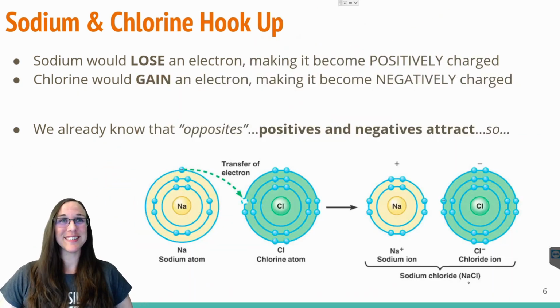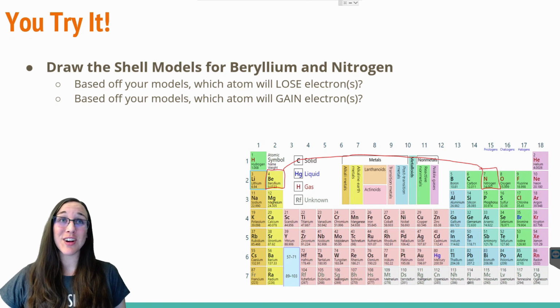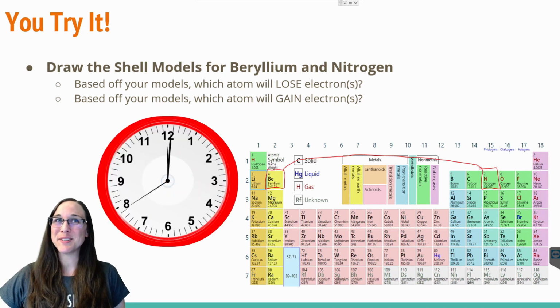on your French fries. Let's see what would happen between beryllium and nitrogen by drawing the shell models first and determining which of these 2 atoms would rather gain or lose electrons. Go ahead and pause the video here and give it a try yourself before I give you the answer.